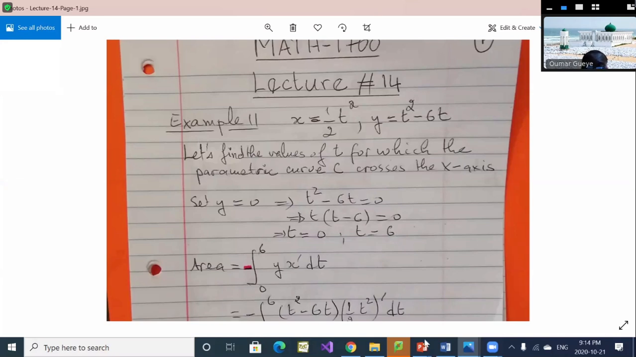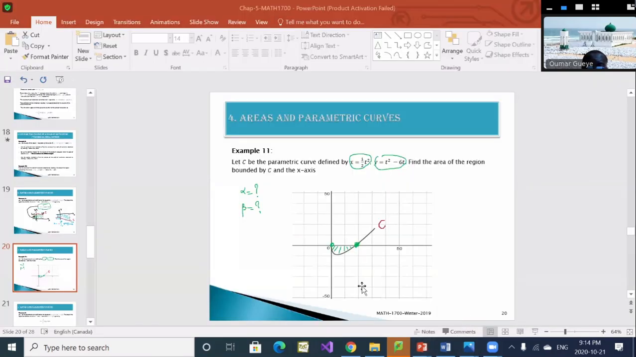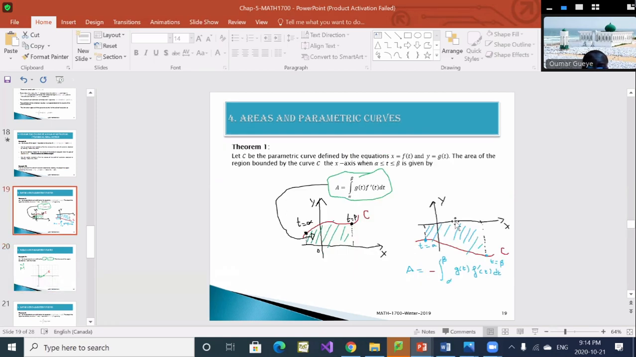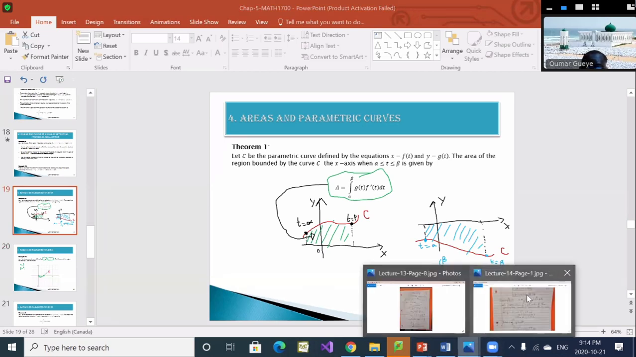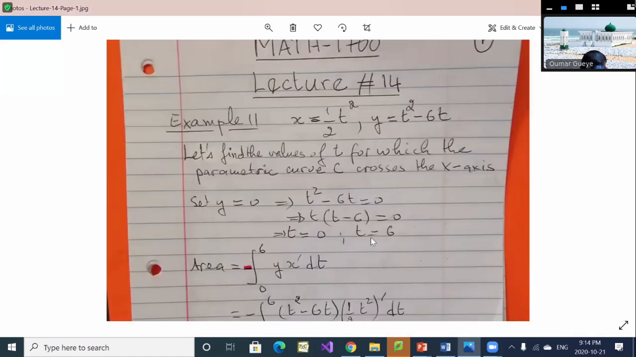So now from the graph, you can see the graph is below the x-axis, as I told you. It means when you apply the formula that we've seen before, we have the second situation here. The curve is below. That's why we have to add a negative sign in front of the integral. Doing so, we get here minus the integral. The reason is what I explained before, the curve is below. And we integrate from 0 to 6. And we have f of t, which is the equation of y, times the derivative of g.